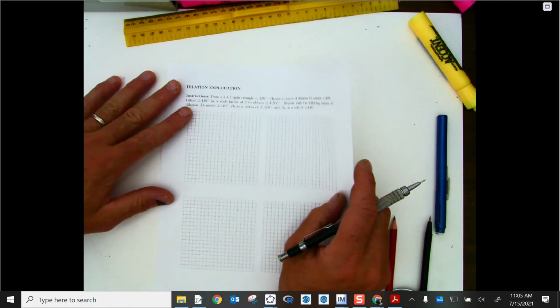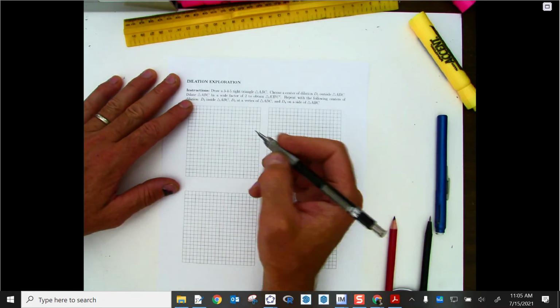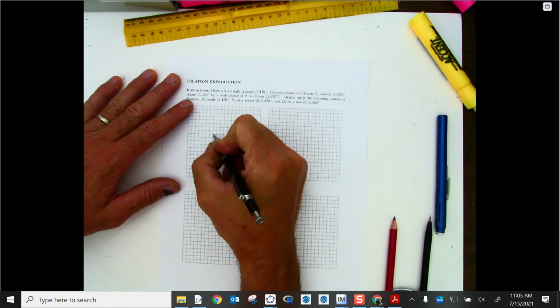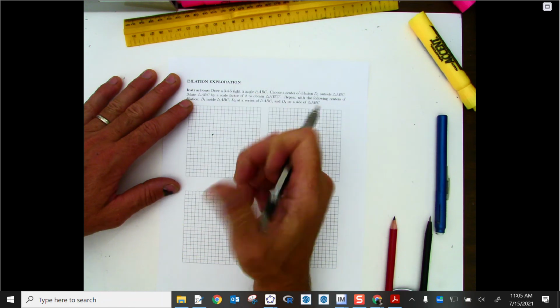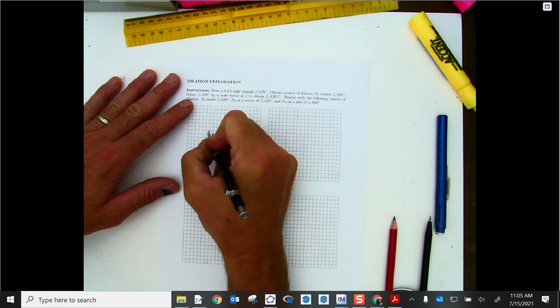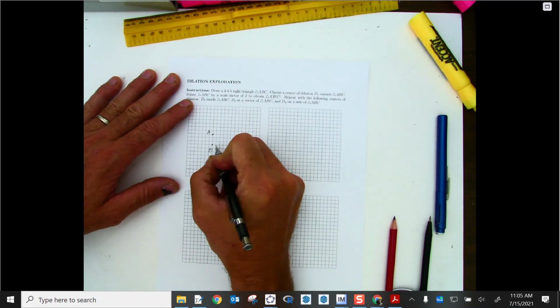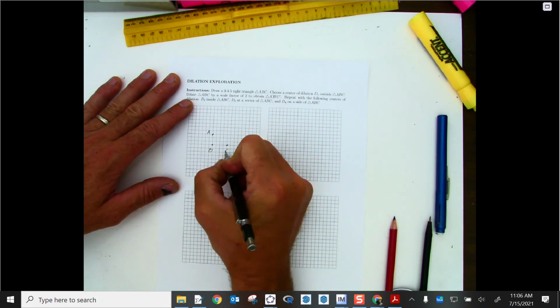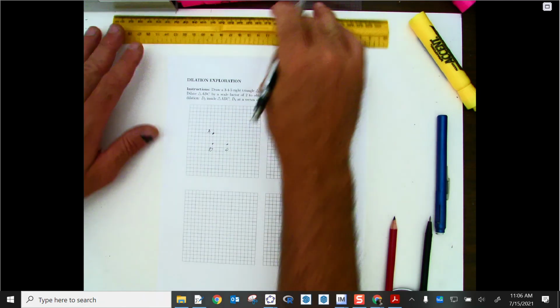I just think it's easiest to keep the triangle the same, to take a look at dilations and centers. So I guess what I'll do is I'll put it right in the middle of the page. There's a 3, here's a B, 1, 2, 3, 4, and here's a C. So there's a 3, 4, 5 triangle.